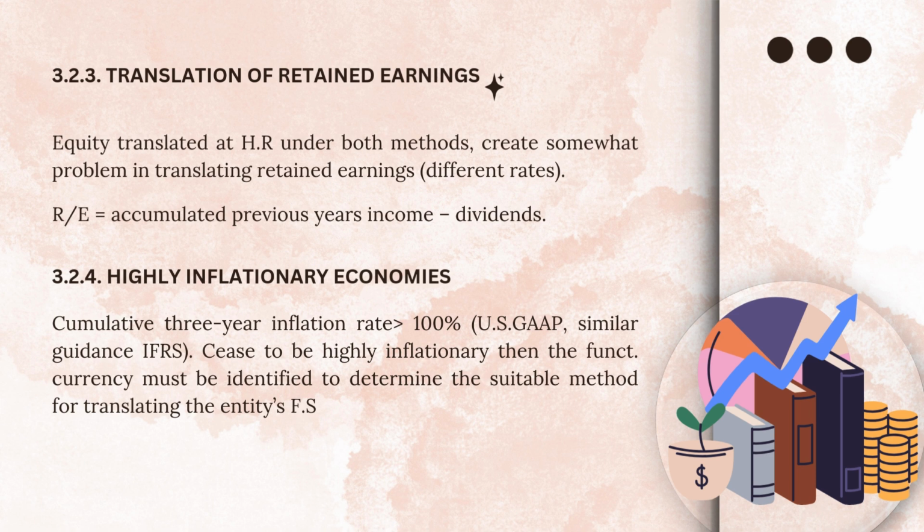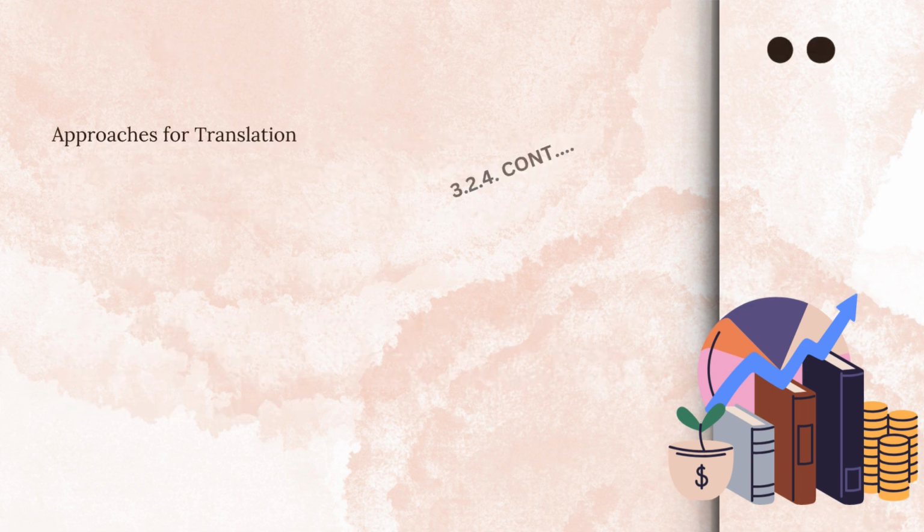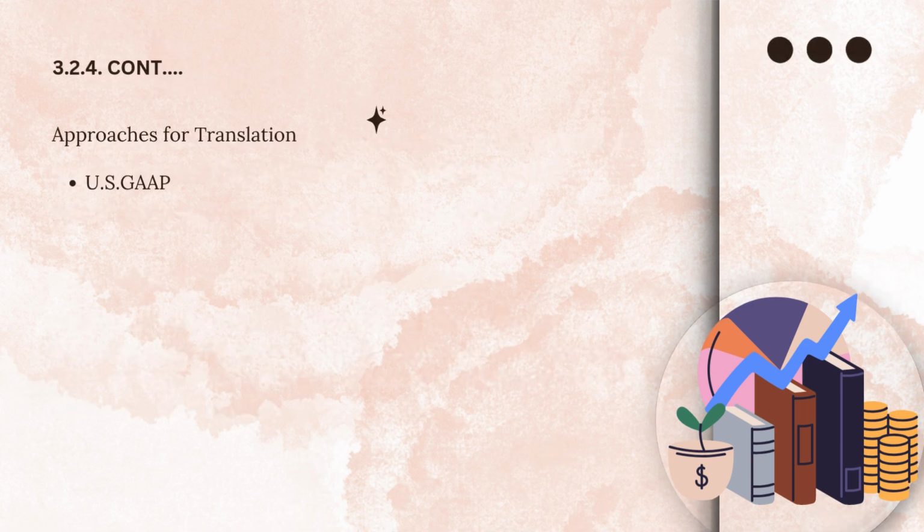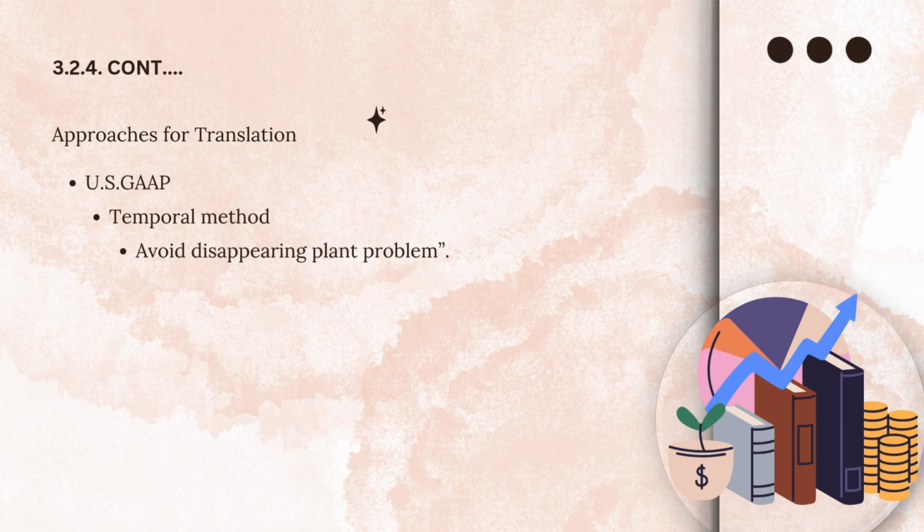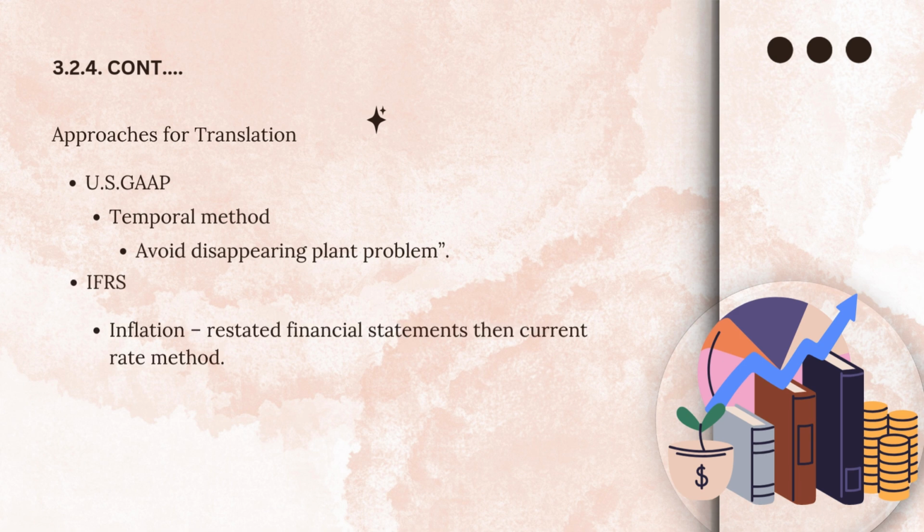When the economy ceases to be highly inflationary, the functional currency must be identified to determine the suitable method for translating the entity's F.S. Approaches for translation. U.S.GAAP: temporal method, to avoid the disappearing plant problem. IFRS: inflation, restated financial statements, then current rate method.